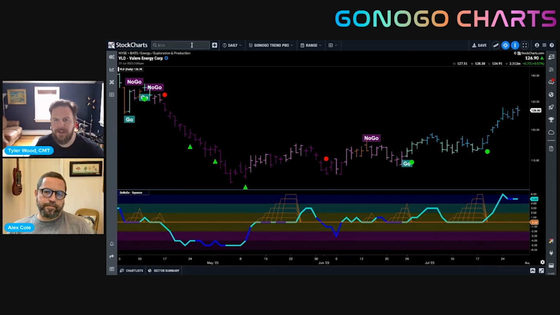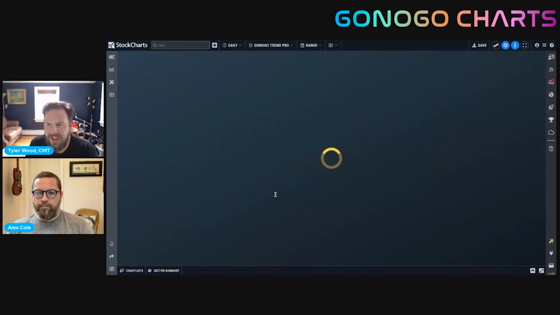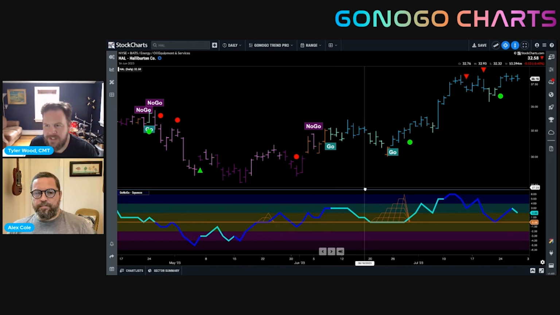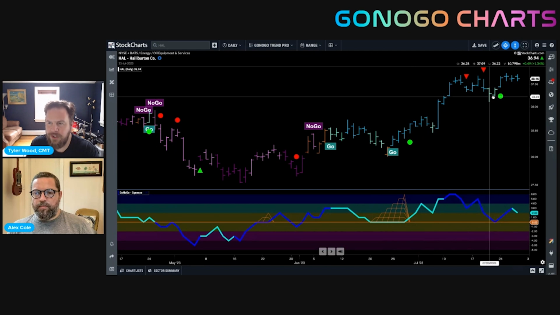Absolutely. And let's pull up, last but not least, a chart of Halliburton, energy exploration, drilling, and extraction. Also looking pretty good. Yeah. A recent retest of the zero line and a trend continuation icon back in strong go bars.